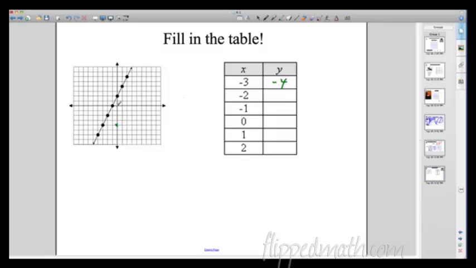How about negative 2? Sure thing. I'll go back 2, down. This looks like down 2. At negative 1, I'm right here at 0. At 0, I'm up at 2. So these are just points. At 1, I'm up 1, 2, 3, 4. And over 2, up 1, 2, 3, 4, 5, 6.